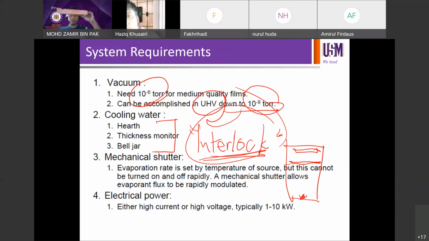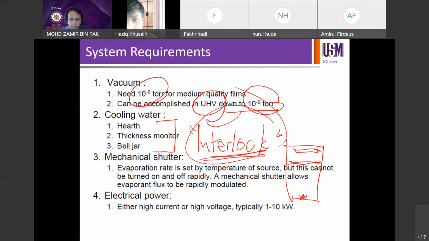Sebelum tu, whatever deposition yang just started tu will just be deposited on the shutter. Dia tak sampai sebab you block kan, dia line of sight kan, one direction. So it just gets deposited on the shutter, but it's not affecting the substrate at all. So the moment it's already pure, after a few seconds of evaporation, you just open the gate, it will just go through and get deposited. So that's the role of the shutter. Okay.